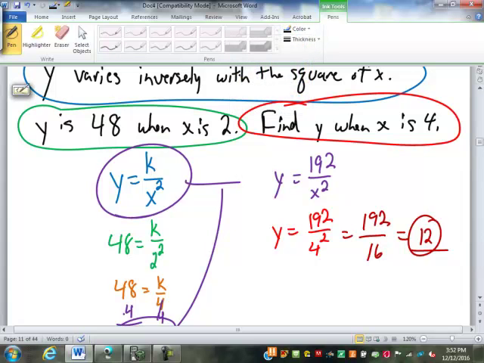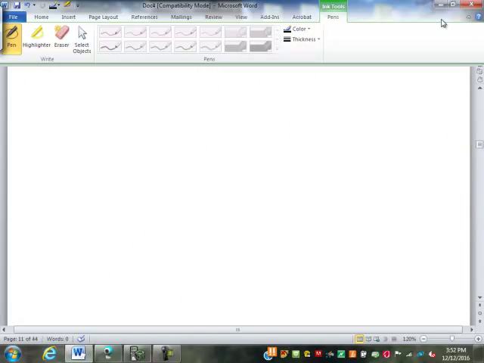Some examples of inverse variation. One is the gears and RPMs we've been talking about.